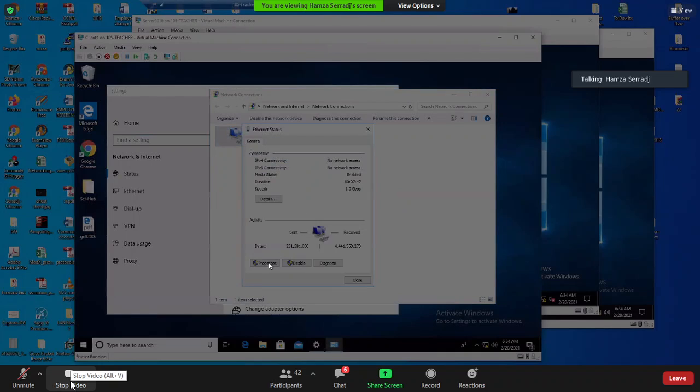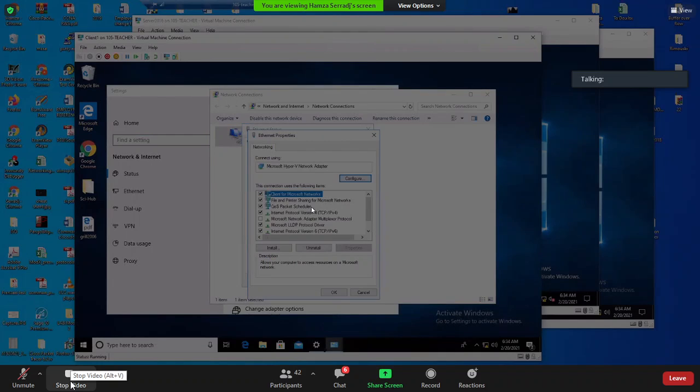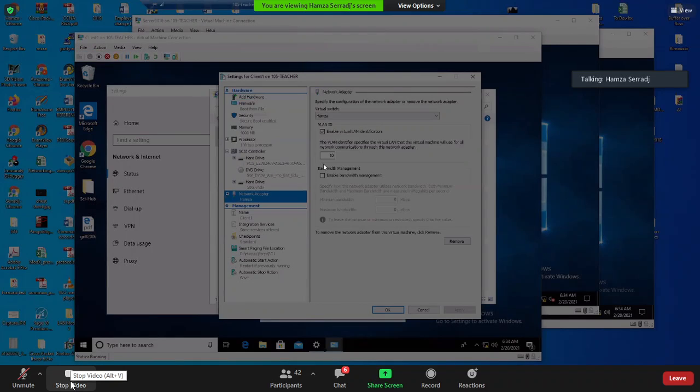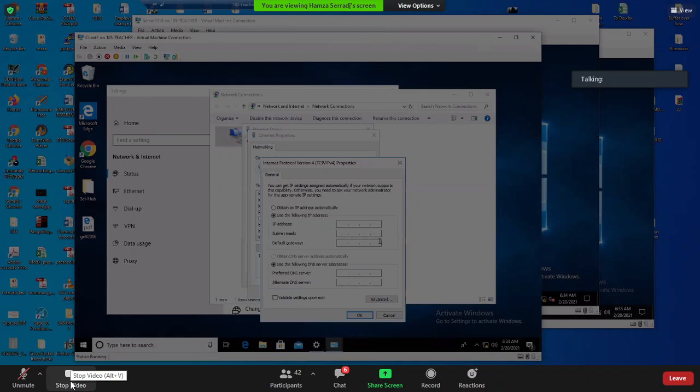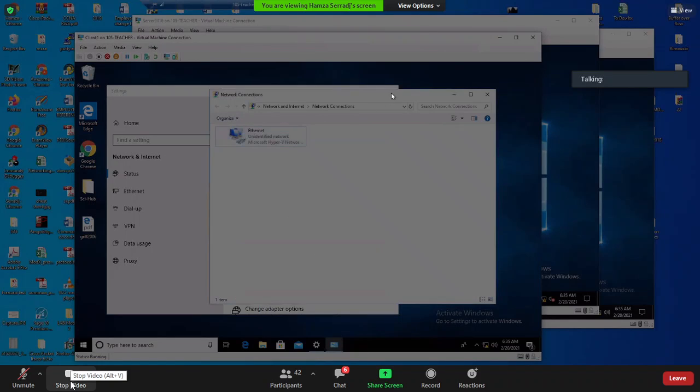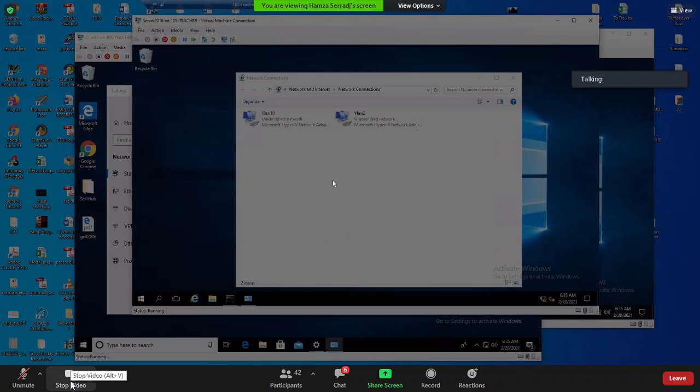So this one should be 10.10.10.2. Remember, client 1 is on VLAN 10. Here we go. So VLAN 10, 10.10.10.2, and the default gateway should be 10.10.10.1, the address of the server. Here we go. Well, let's check our router here, if it's already configured or not.